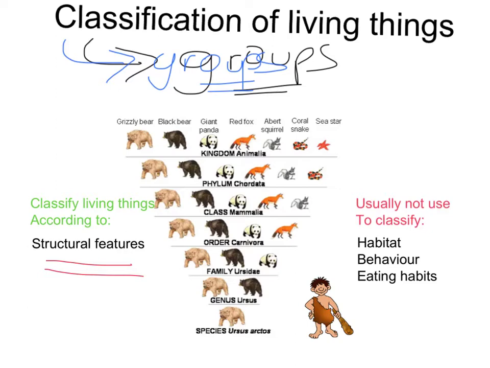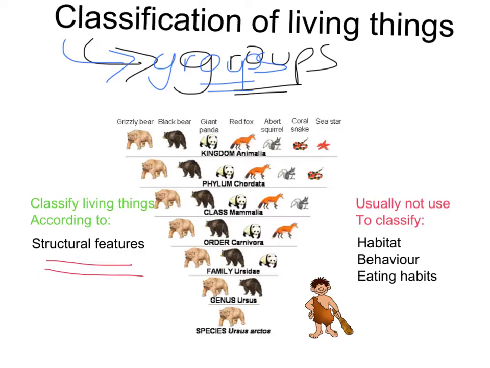Now what we usually do to classify things is we use structural features. So to classify things, to put things into groups, we look at their structure. For example, we said that anything that's in this group here is in this group because it has a backbone. So we'll use the structure of its skeleton to put it into a group. And we said that the group below, anything that's in this group is because they have hair or fur or skin. So again, we usually use structural features, so something of the structure of the living thing, to put it in a group.